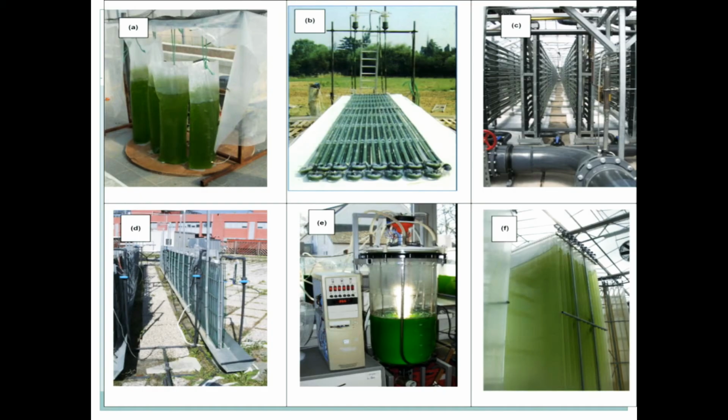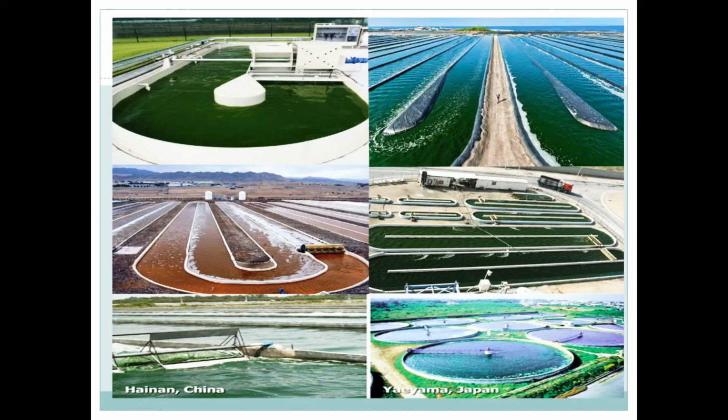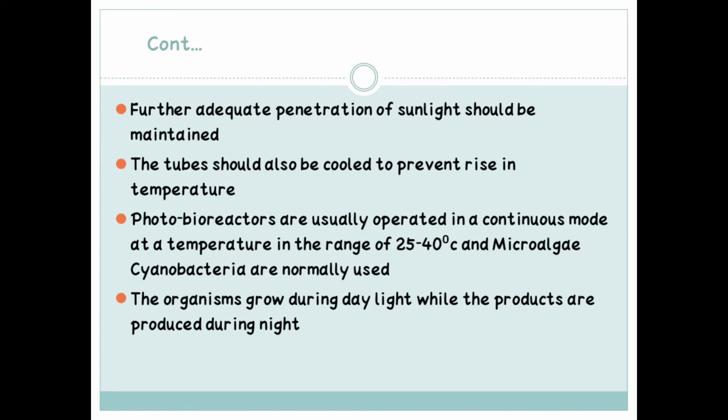These are made up of glass or, more commonly, transparent plastic. The array of tubes or flat panels constitutes the light receiving system, which means solar receivers. The culture can be circulated through the solar receivers by methods such as centrifugal pumps or airlift pumps. It is essential that the cells are continuously circulated without forming sediment. Further, adequate penetration of sunlight should be maintained.